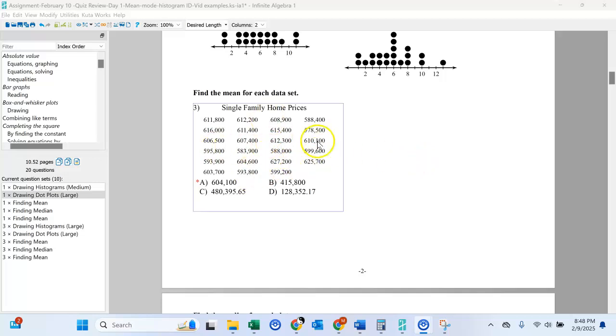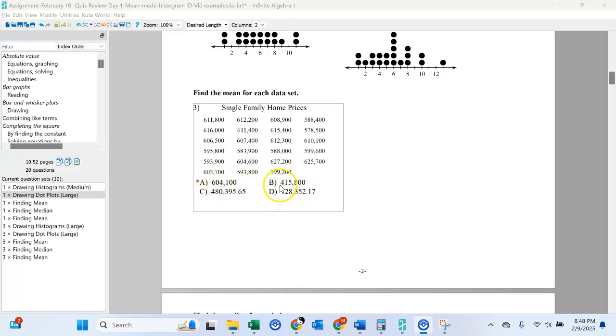Adding all this up doesn't look good, but I noticed something. If I got a multiple choice question, these answers are off by quite a bit. 604, 480, 415, 128. I'm going to tell you right off the bat, we see the correct answer is A, but if you look at these numbers, they're all right at about 600,000 or 500, 600. There's no way it could be any of these. It has to be that.